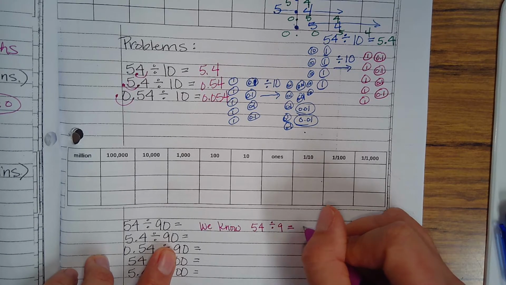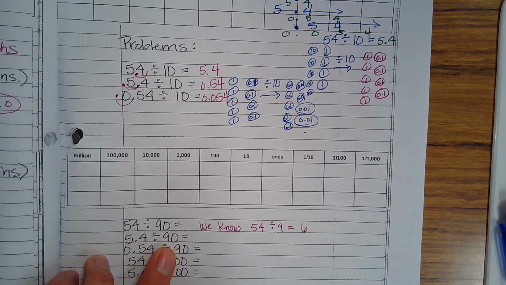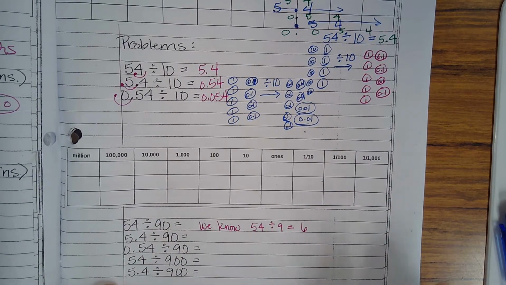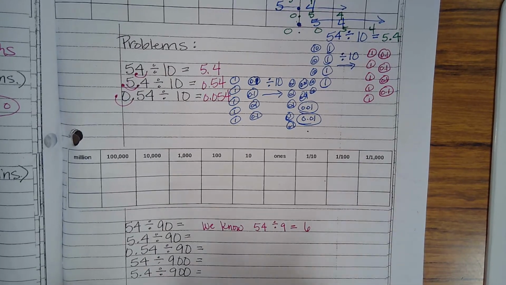6. That's right. 6, right? Okay. So let's decompose 54 divided by 90. So let's do it.